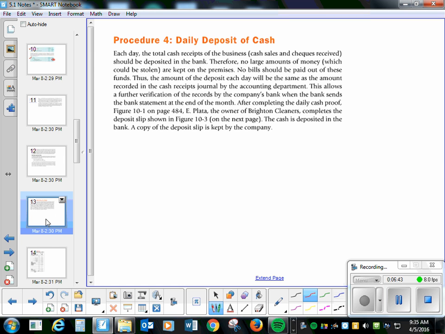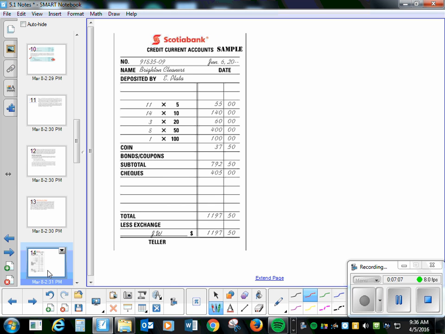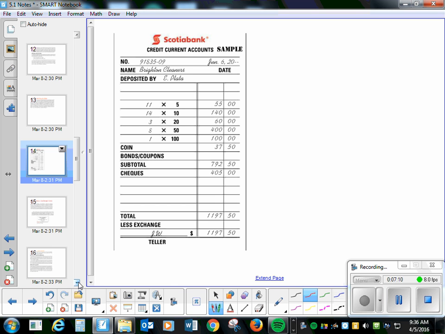Procedure 4 is a daily deposit of cash. Each day, the total cash receipts of the business should be deposited in the bank. Therefore, no large amounts of money are kept on the premises. No bills should be paid out of these funds. Thus, the amount of the deposit each day will be the same as the amount recorded in the cash receipts journal by the accounting department. This allows a further verification of the records by the company's bank. So a deposit slip would look like this. It shows how we came about that total.